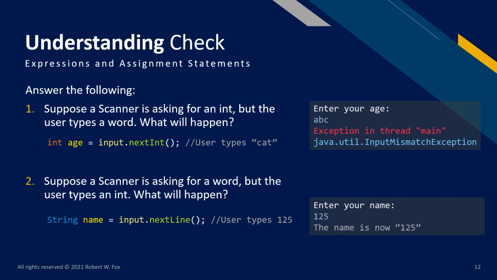However, in the case of number two, the program actually can handle this. We were expecting the user to type a name, but they typed the number 125. But numbers can be strings. We can look at 125 as a numerical value, or we could look at 125 as the symbol 1 followed by the symbol 2 followed by the symbol 5. And so we don't get a crash in this case. However, the name value will be set to the string 125.